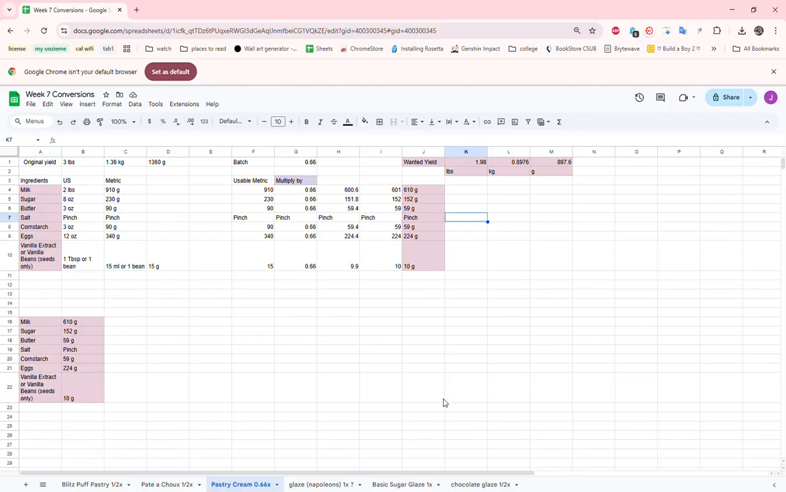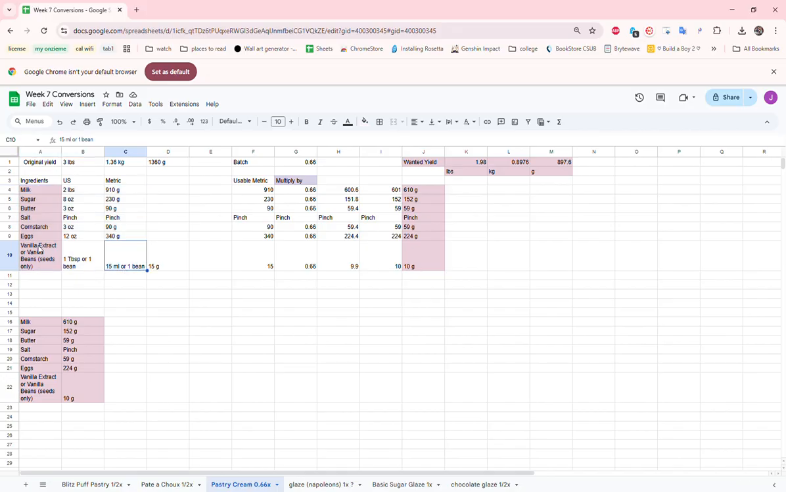Pastry cream is going to be a little different. As you can see, we don't have a divide by, now we have a multiply by, because we are multiplying by a decimal. So original yield is the same, 3 pounds, but what we're going to do now is do 3 multiplied by 0.66 to get the wanted yield of 1.98 pounds. Over here we have the ingredients, US, and metric, again, straight from the packet.